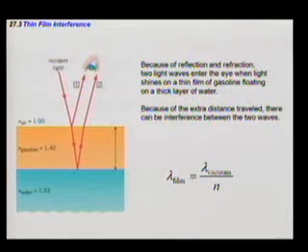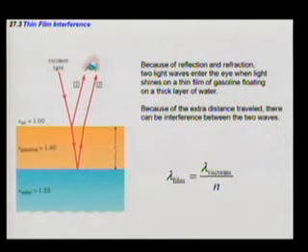If you've ever noticed gasoline floating on top of water, it's got kind of a rainbow type effect. That's due to the thin film refraction and the interference that's taking place. Because of reflection and refraction, 2 light waves enter the eye when light shines on a thin film of gasoline floating on a thick layer of water. Because the extra distance traveled, there can be interference between the two waves.